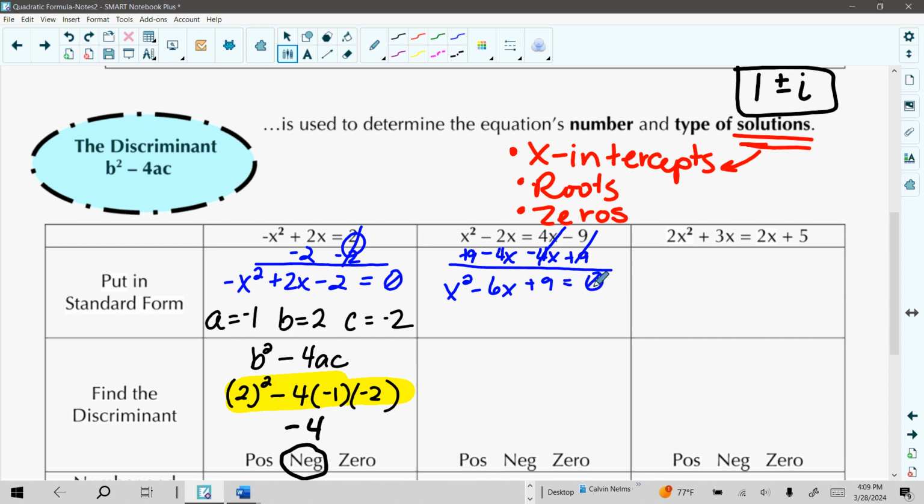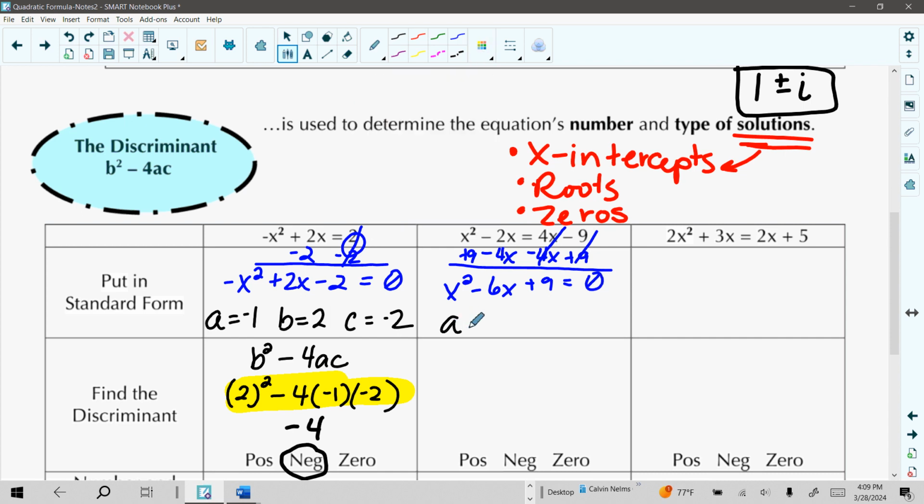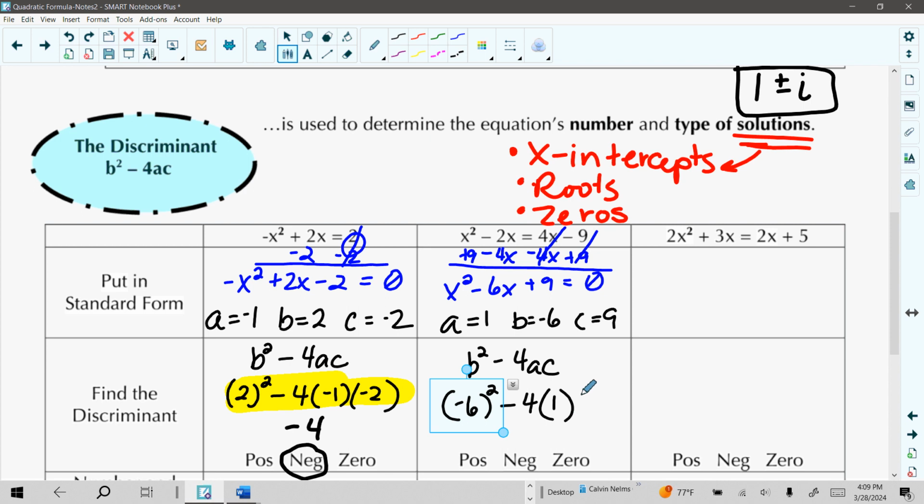And then we still need our parts. We need the a, the b, and c. So our a is 1, our b is negative 6, and our c is 9. We're now going to plug it back into the discriminant, which is that b squared minus 4ac. So in the parentheses, the b is negative 6. I'm going to square that. Minus 4 times a, which is 1. And then my parentheses for my c is 9. We're putting this in the calculator.